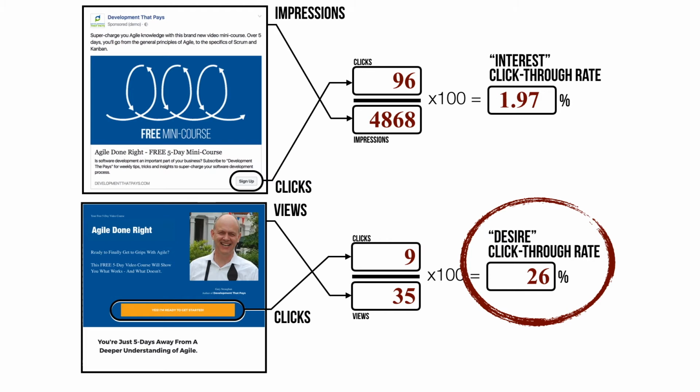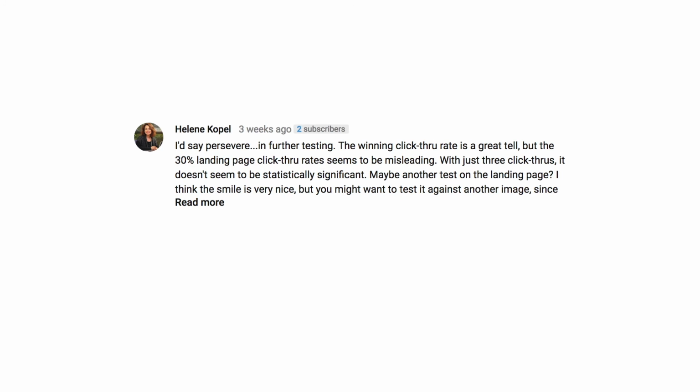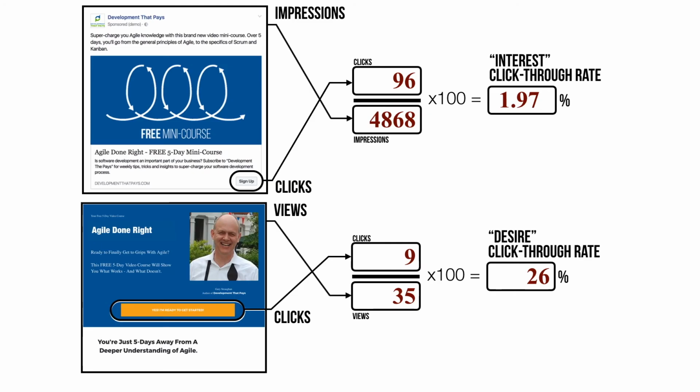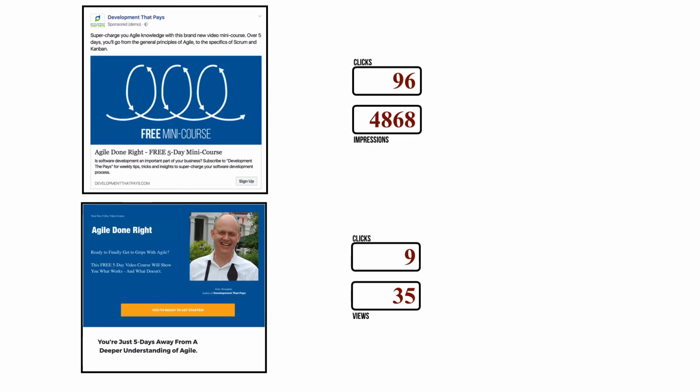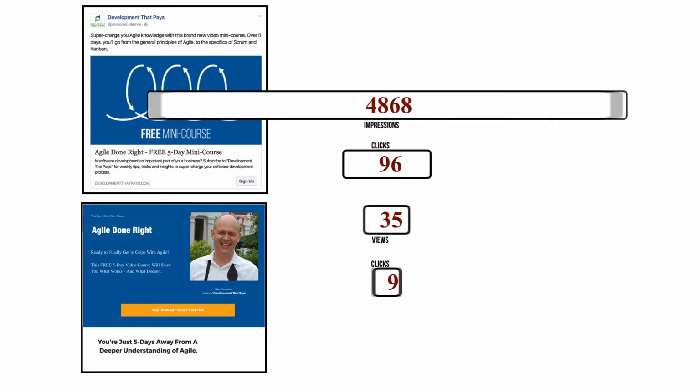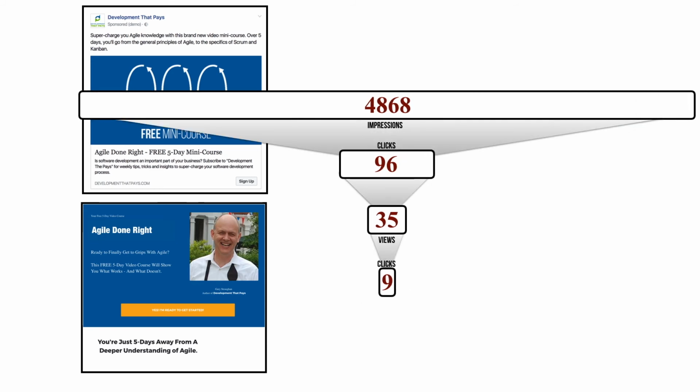But before we talk about that, what about the quality of the experiment? Helene raised an excellent point. With just a handful of click-throughs, it doesn't seem to be statistically significant. Which brings us to a key challenge of testing what I suppose is a funnel. The further we descend into the funnel, the less data we have to play with. I would have liked 10 times more clicks at least.